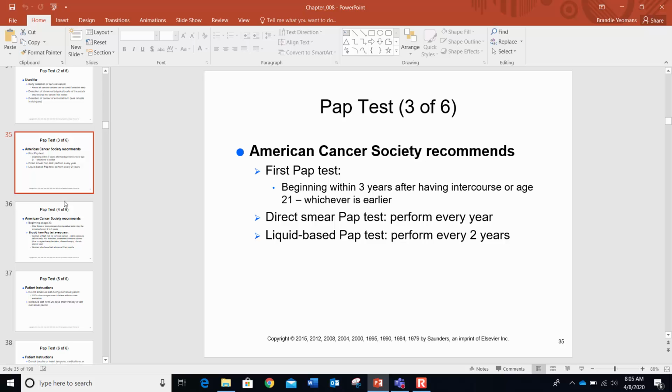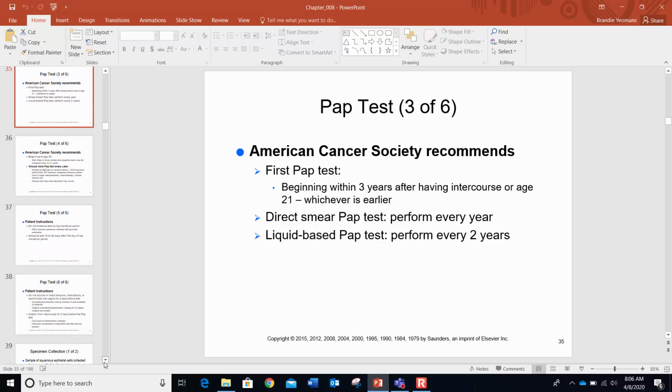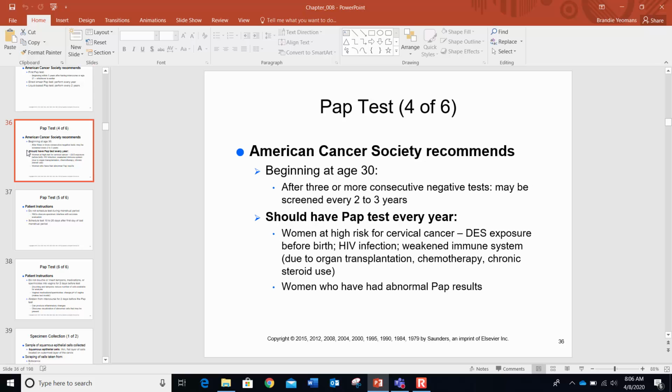So the direct Pap smear test is performed every year. The liquid-based Pap test is performed every 2 years. Most frequently, the physicians are going with the liquid-based because we're going to get a better idea of what those cells look like, and we'll talk about that a little bit more here in the next few slides, but the liquid-based is more reliable. Okay?